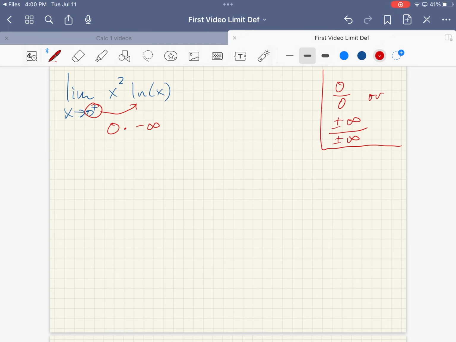But note, a little algebraic trick: we can rewrite this as the limit as x approaches 0 from the right of the natural log of x over 1 over x squared. Now note, these are algebraically the same because moving this into the denominator, you just have to get the reciprocal. And now I do have infinity over infinity. Technically negative infinity over infinity.